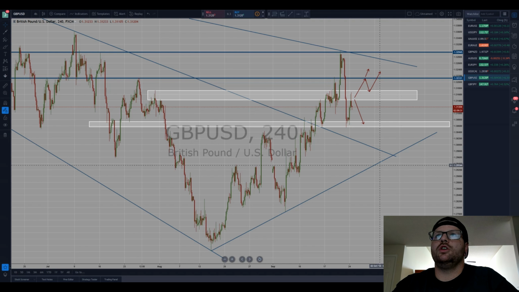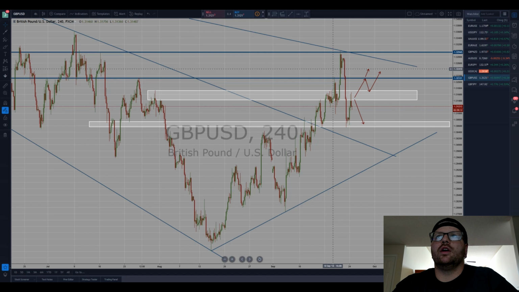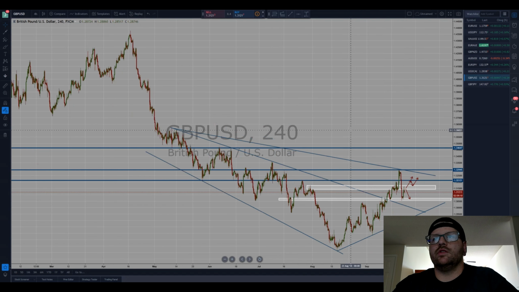Moving on to GU. GU looks a lot like GN did, honestly. So we have price retesting the zone, or rejecting the zone rather. It looks like GU is probably going to travel back down to this zone, possibly retest this trend line that's drawn. You can see that I added another trend line. If we zoom out, you'll see that it's based off of the same point.